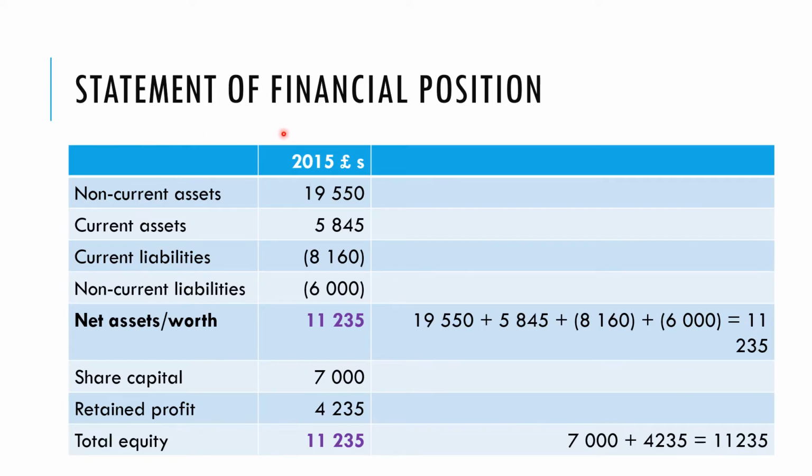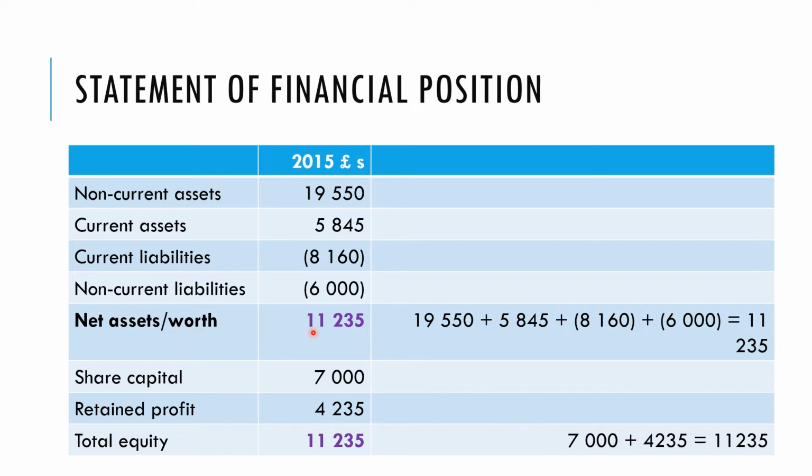So here's an example of a statement of financial position for 2015, and we can see here are the assets. So long-term assets, assets that will be around for more than a year, not converted into cash, £19,550. Current assets, assets that are likely to be turned into cash within a year, £5,845. If you add those two together, we'd have all the assets, total assets. Then we've got liabilities, short-term liabilities, debts within 1 year, £8,160, and debts that don't need to be paid within 1 year, £6,000.